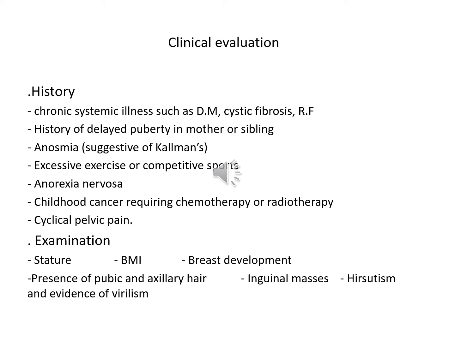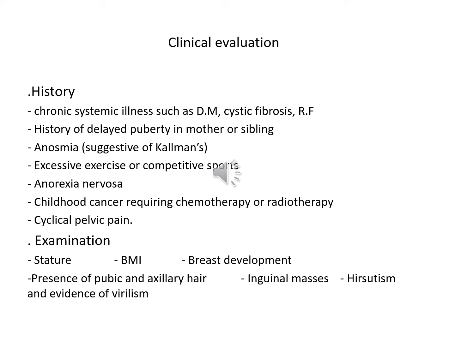Examination. In the examination, we need to focus on the stature. We need to assess her height. If she is short stature, it might be due to Turner syndrome. If she is tall, it might be Kallmann syndrome, or her height may be normal. BMI is very important, as low BMI is associated with hypothalamic amenorrhea, or if she is obese, this is suggestive of polycystic ovarian syndrome, hypothalamic pituitary ovarian dysfunction, not failure, dysfunction.